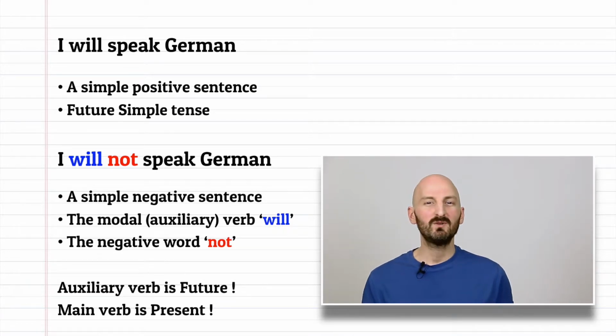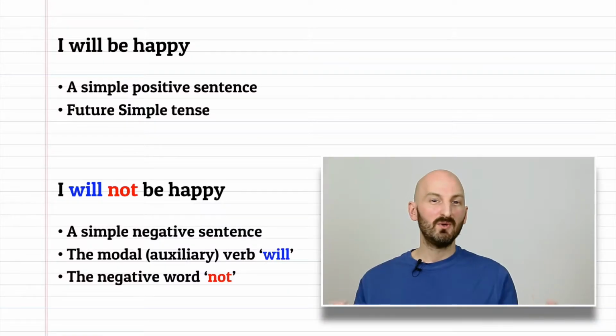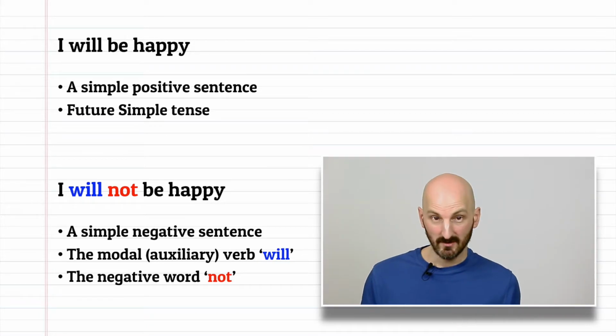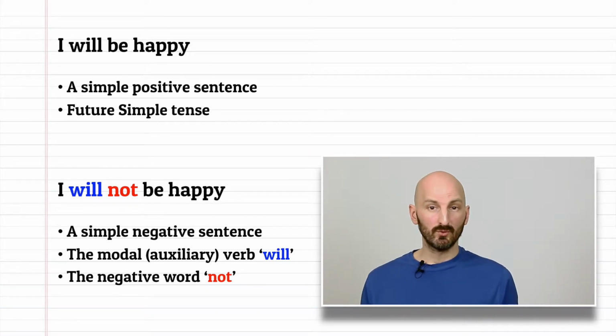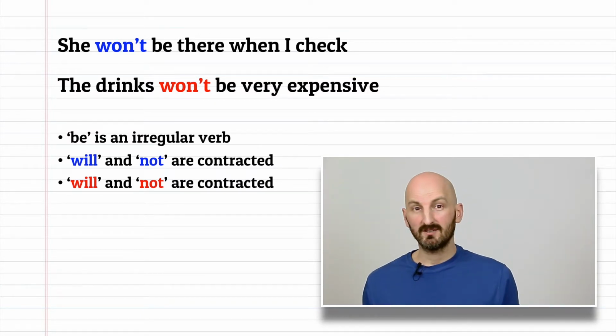The good news is the verb form is the same for all subjects. For example, she won't play tennis and people won't work on Sunday. And when we use the verb be to talk about states, it's again very similar. I will be happy. In the negative form, this simple future sentence becomes I will not be happy. Both verb forms are the same for all subjects. Other examples include she won't be there when I check and the drinks won't be very expensive.